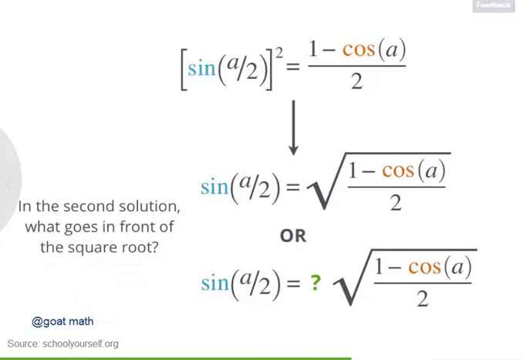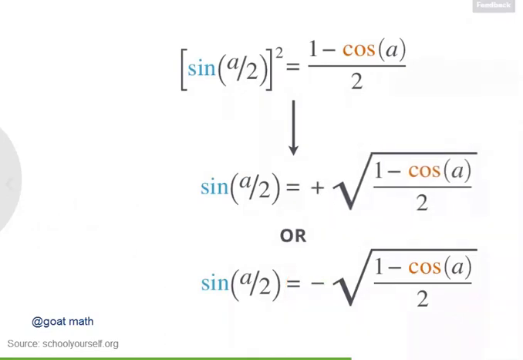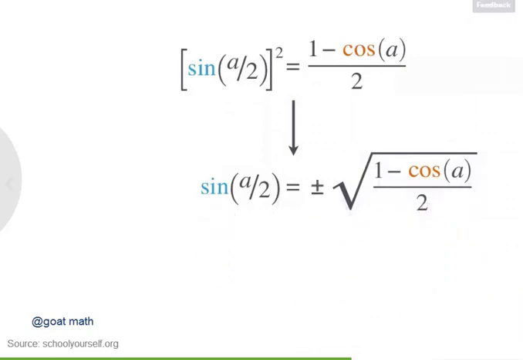Exactly, so the sine of a over 2 can equal the square root of 1 minus cosine a over 2, or the negative square root of 1 minus cosine a over 2. Let's combine these two possibilities into a single equation. So this says that the sine of a over 2 equals plus or minus the square root of 1 minus cosine a over 2.